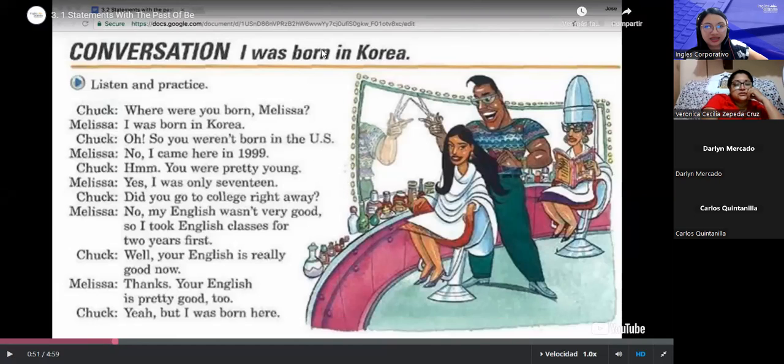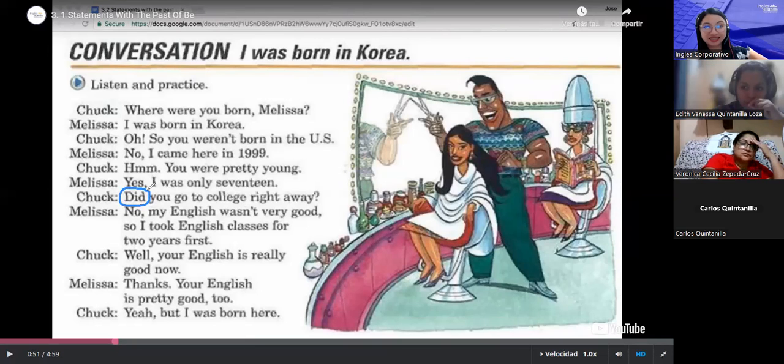Okay, take a look at this question. ¿Qué tipo de pregunta es esta? No inicia con una WH word. We have an auxiliary verb, in this case, did. Yes, no. It's a yes, no. ¿Ya vieron que responde con un no? Did you go to college?